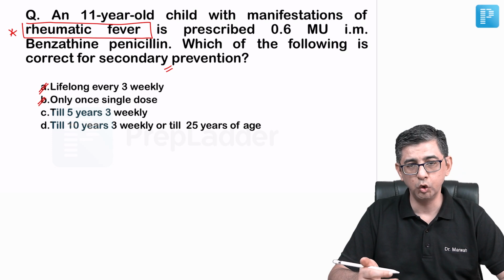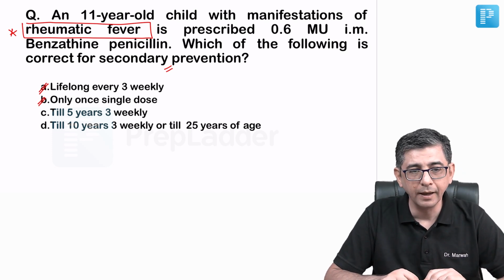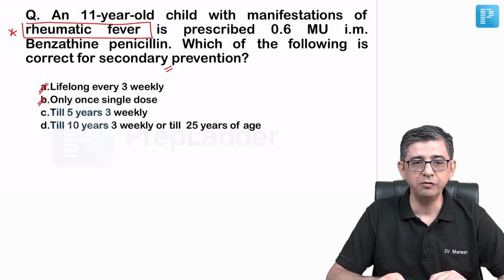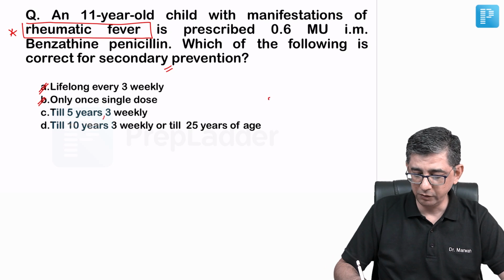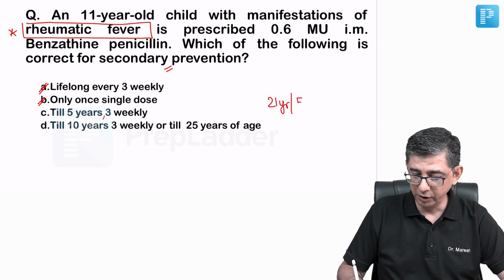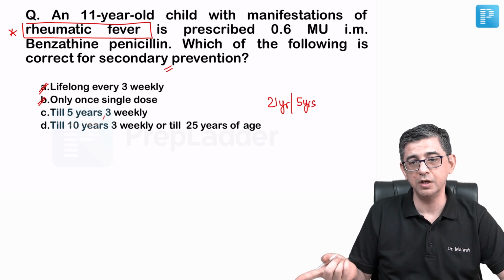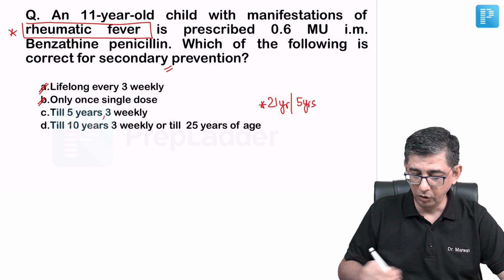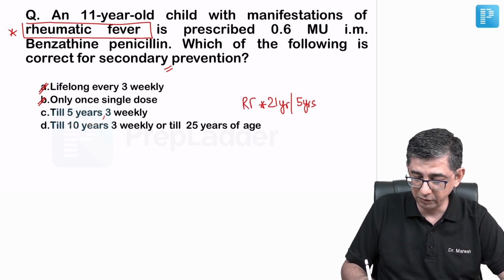And then two options were for route and two options were for duration. Option C said till 5 years, 3 weekly. This makes sense because for rheumatic fever, I told you either it will be given till 21 years of age or it will be given for a minimum of 5 years, whichever is longer. This is for rheumatic fever.